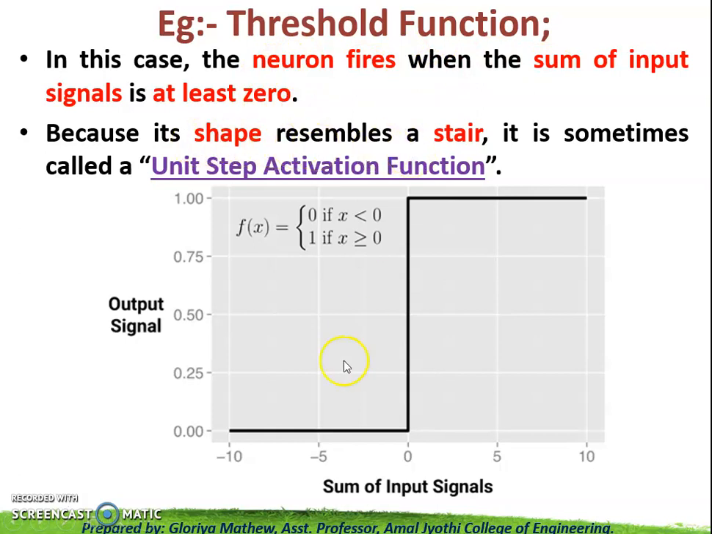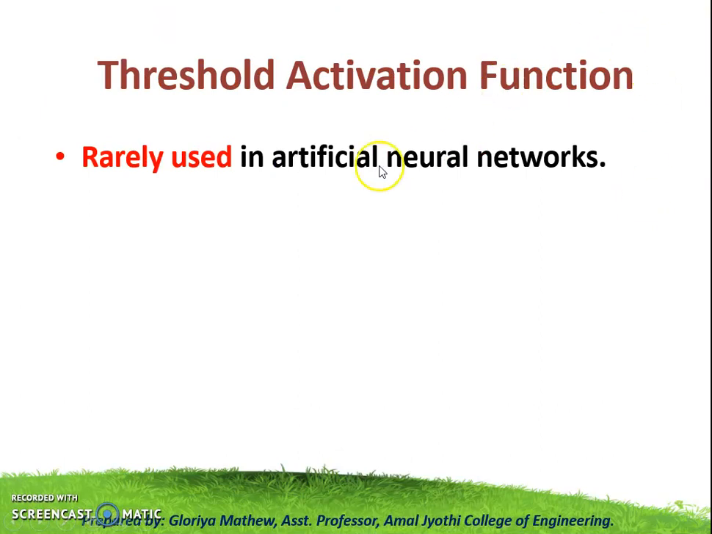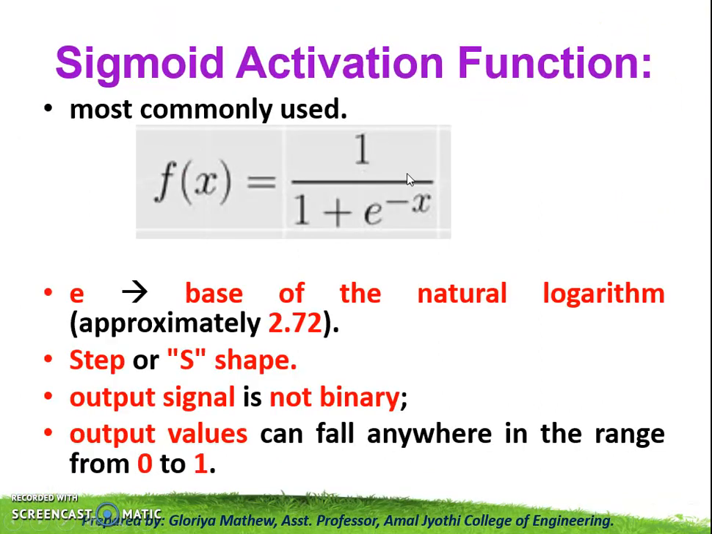Because its shape resembles a stair, it is clear from this diagram that the output signal will resemble a stair or step shape. So, because its shape resembles a stair or step, it is sometimes called a unit step activation function. Its output value ranges between 0 and 1. So f(x) is the activation function: f(x) = 0 if x < 0, and f(x) = 1 if x >= 0. The threshold activation function is rarely used in artificial neural networks.